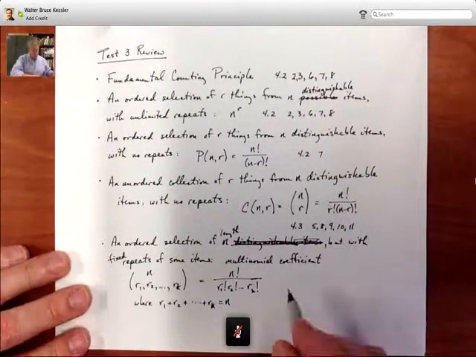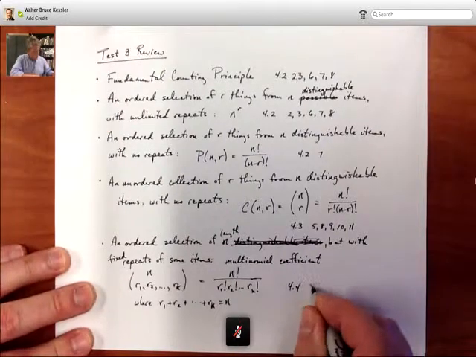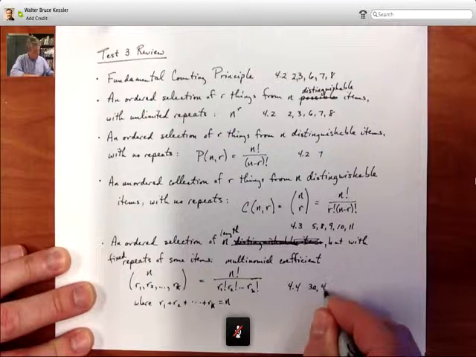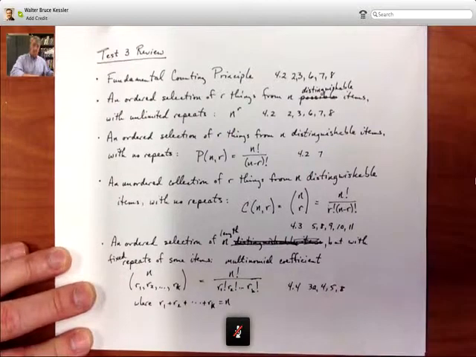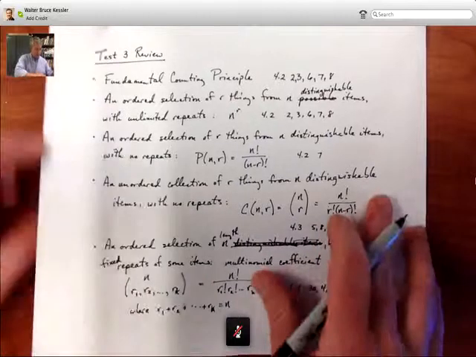And then from that point on, we did things like this in 4.4, problems 3A, 4, 5, 8, looking at words like Tennessee and saying, how can you rearrange the letters in that? But everything else that we did involved multisets.